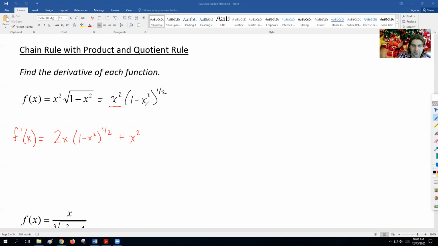Now, since the derivative of the second part has to use the chain rule, I always like to use these braces here. They just help me keep things separated. So the chain rule says it's going to be 1/2 of that something to the negative 1/2 power. And then we times by the derivative of the inside. The derivative of the inside, 1 goes away, negative x squared becomes a negative 2x.